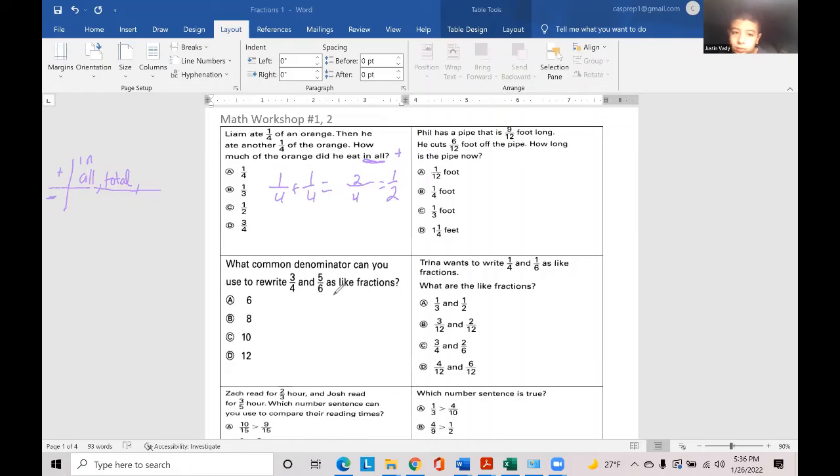I see Maddie's hand still up. What common denominator can you use to rewrite 3/4 and 5/6 as like fractions? You can probably use 12. Okay, all right. I'll just do this one last time for anyone who may be just recently joining us. We can always do a multiple list. So we have 4, 8, 12, and we see 6 and 12. 12 is common, so we can identify 12 as our solution.